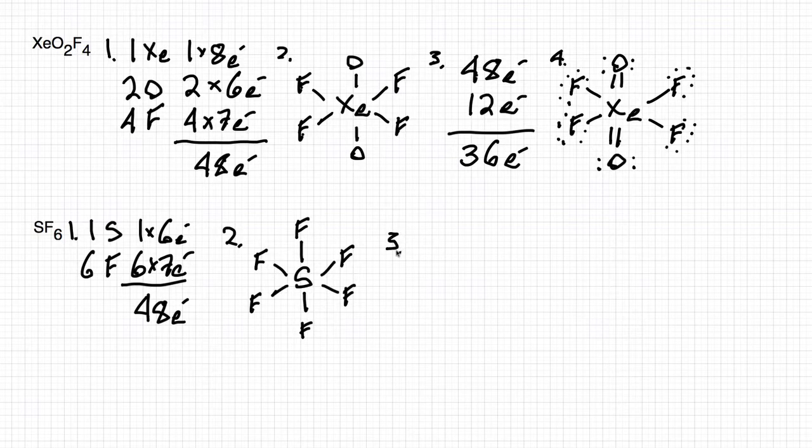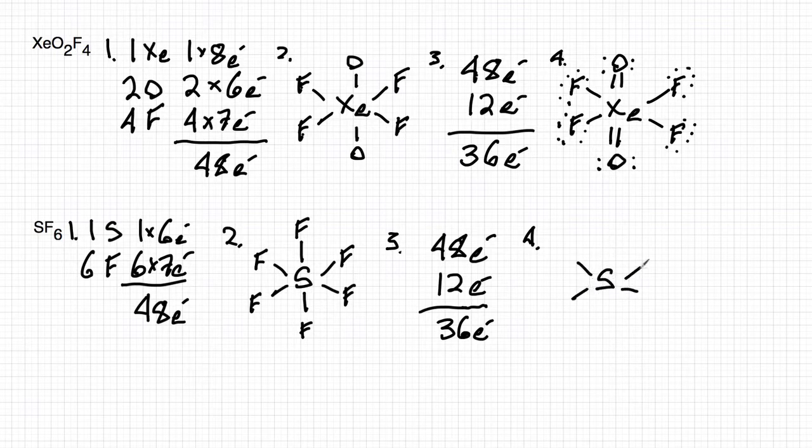For step 3, well, let's see, we started with 48 electrons. And if you look very closely there, we've got a total of 12. This should start looking really similar to the one we just did. And that means we've got 36 electrons left over. So for step 4, let's go ahead and put them there. First, we've got to reproduce our trial structure.